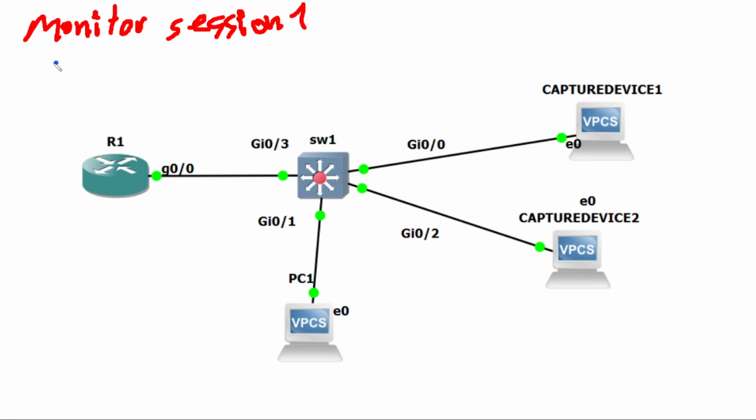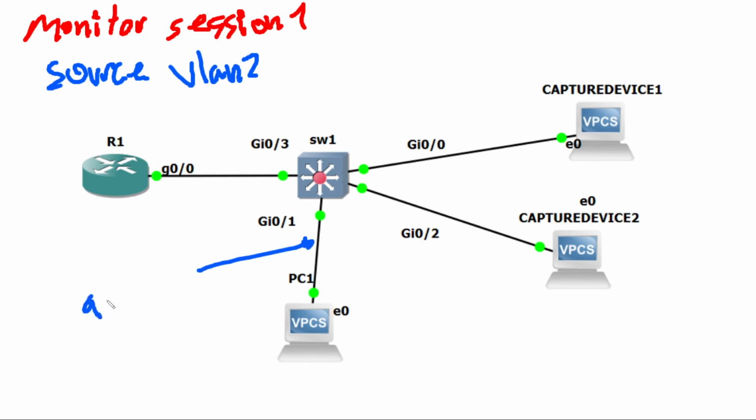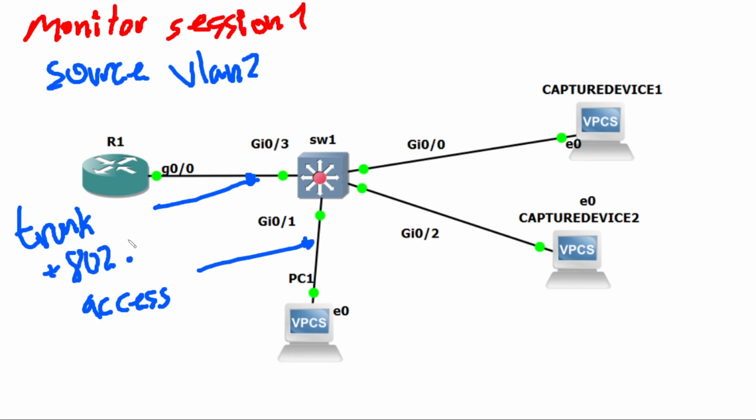Then we are going to set up the source. The source is going to be VLAN 2. So for VLAN 2, we have this particular port that is working as access, and we have this particular port here that is working as trunk. Within this trunk, we will see VLAN 2 frames, and they are going to be traveling using an 802.1Q tag.